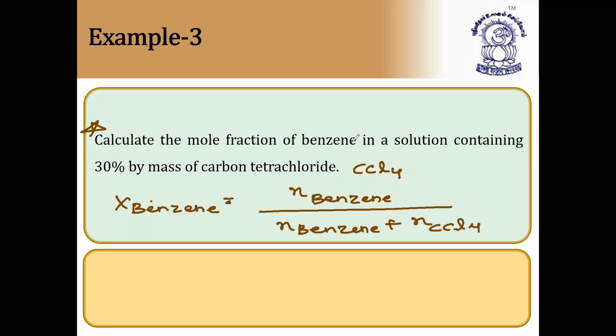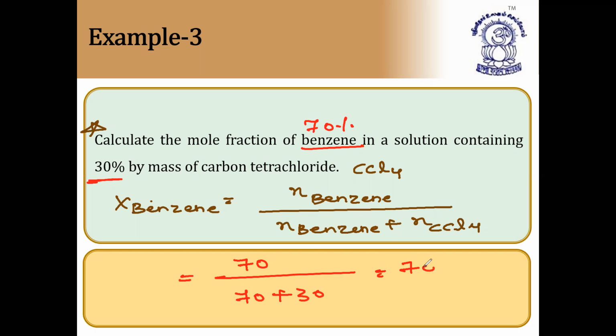And they have given the expression 30%. So definitely 70% will be the benzene percentage. So you can substitute the formula. 70% will be benzene and 30% by mass of CCl4. So we can say number of moles of benzene by number of moles of benzene plus CCl4, 70 by 70 plus 30. 70 by 100 is equal to 0.7. So let us see the hint.